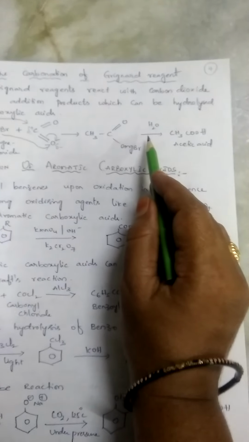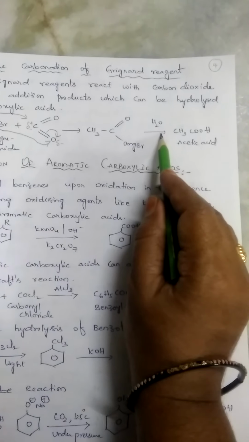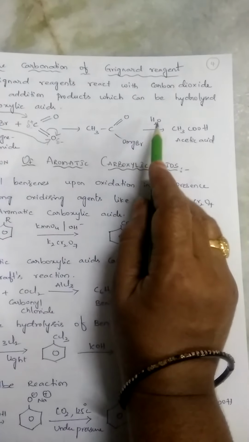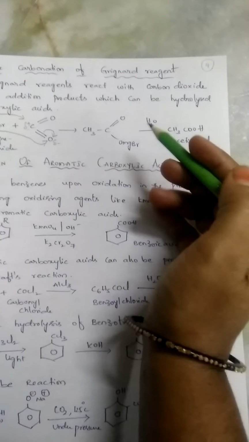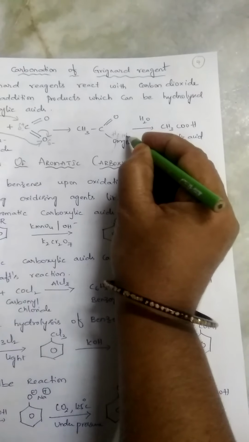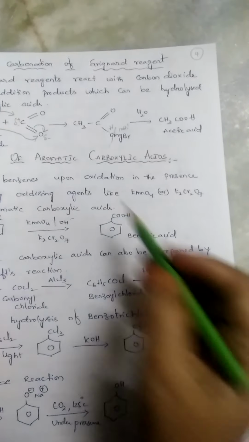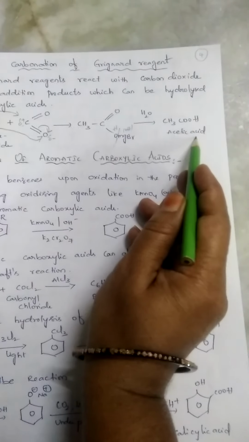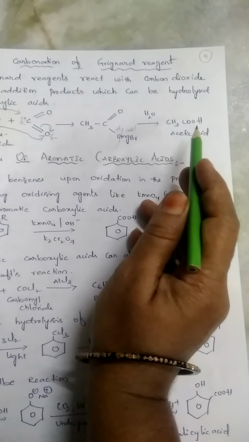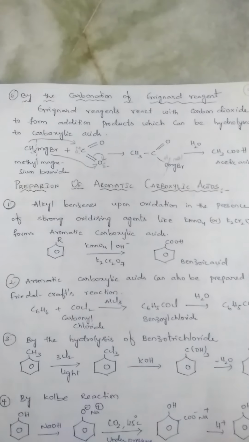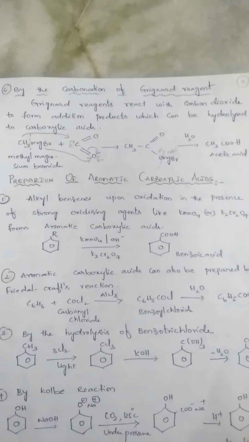Now this compound upon hydrolysis gives CH3COOH. Here the replacement will be like this. So CH3COOH, that is, we got acetic acid. So these are the 6 preparations of aliphatic carboxylic acids.